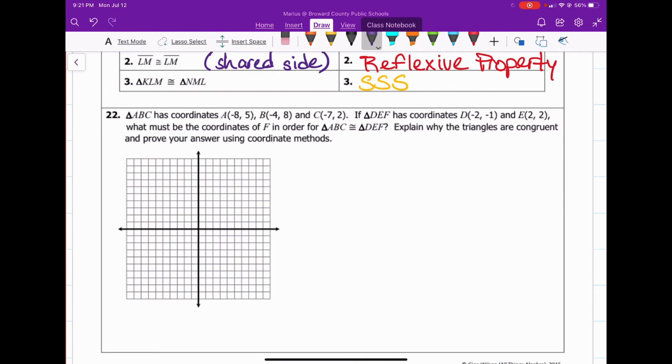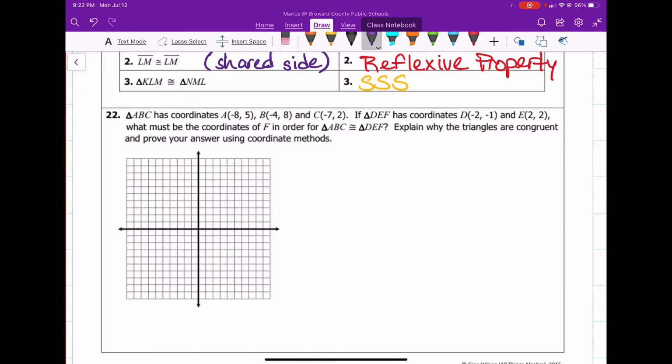Okay. So for number 22, it says triangle ABC has the coordinates A (-8, 5), B (-4, 8), and C (-7, 2). If triangle DEF has coordinates D (-2, -1), E (2, 2), what must be the coordinates of F in order for triangle ABC to be congruent to triangle DEF? Explain why the triangles are congruent and prove your answer using coordinate methods.